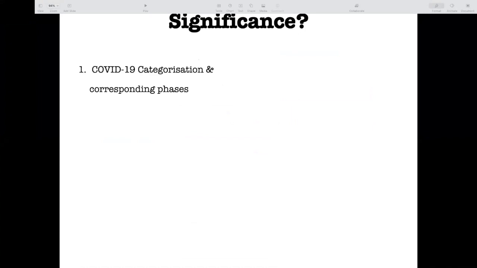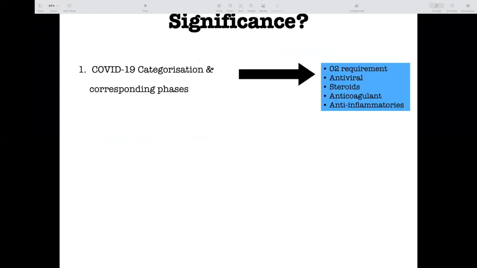First and foremost, it will tell us what are the COVID-19 categorization and the corresponding phases. Why is it important for us to know this? Because by knowing the phases, we know what are the oxygen requirement, what are the antiviral, steroid, anticoagulation, and anti-inflammatories. So that's the reason we must know the categorization.